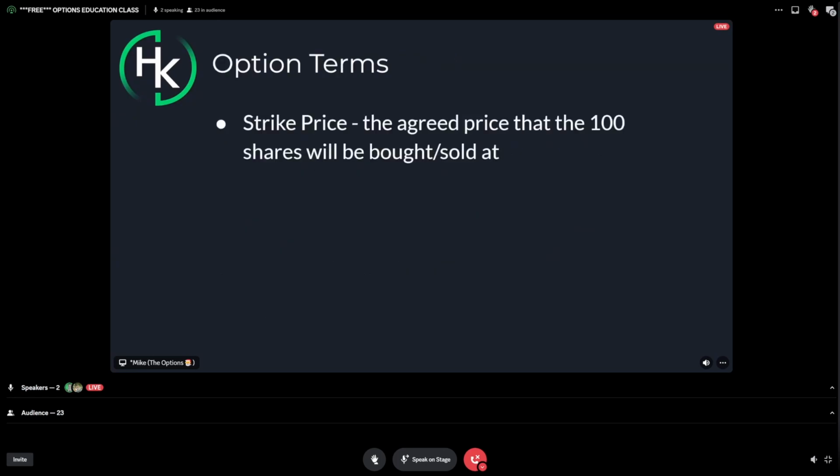So let's go over a quick options terms that you need to know before you get into everything else. First one I want to go over is the strike price. And the strike price is the agreed price that the 100 shares will be bought or sold at between the two parties. Premium is essentially just another name for the price of an options contract.